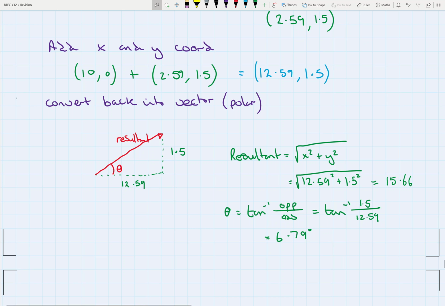Again, just so we can draw it as a picture, what does that look like? So we've got something like that. That's 15.66, and then the angle there is 6.79 degrees. That's our resultant voltage, remember that's where we started off from, by trying to combine two waveforms. So we're going to have an amplitude of 15.66 and a phase angle then of 6.79 degrees. Okay.